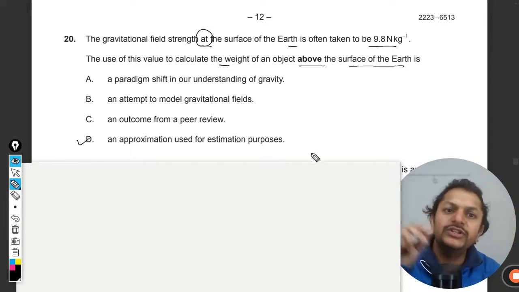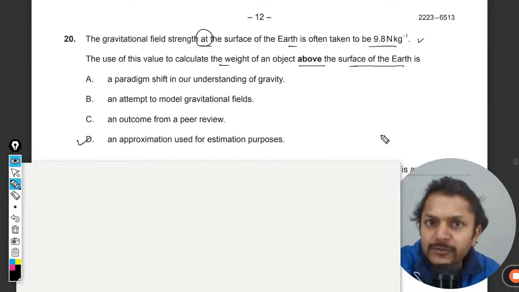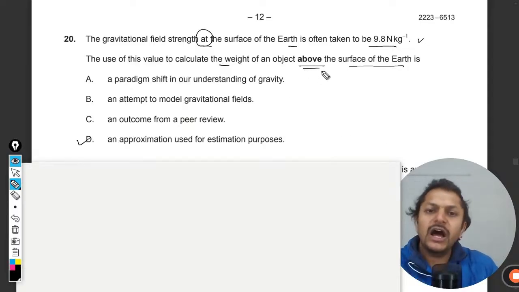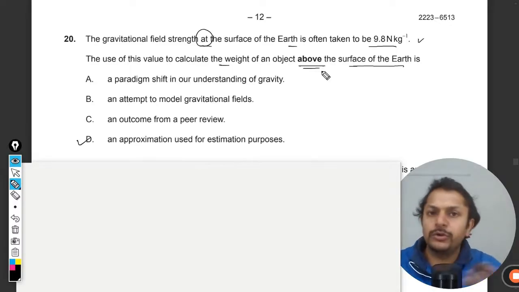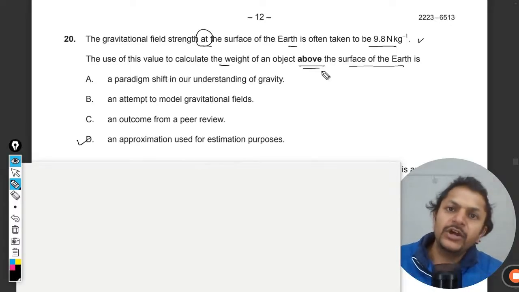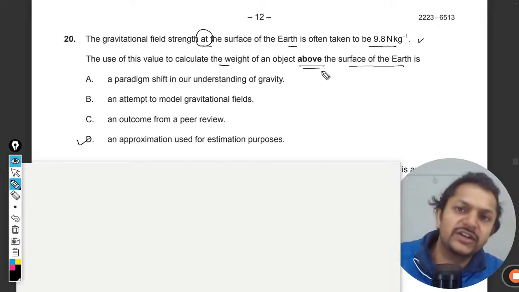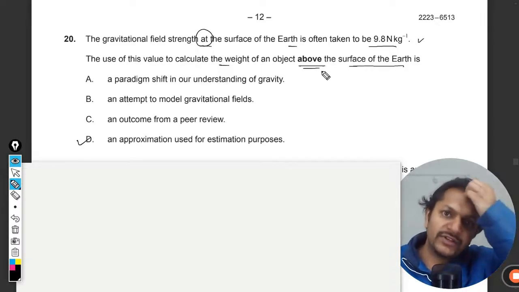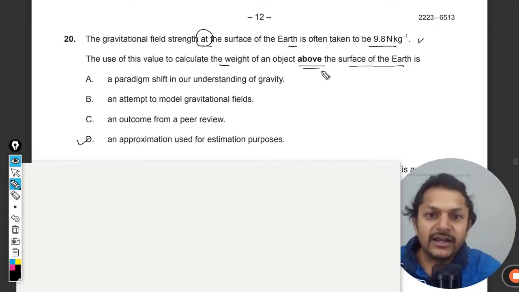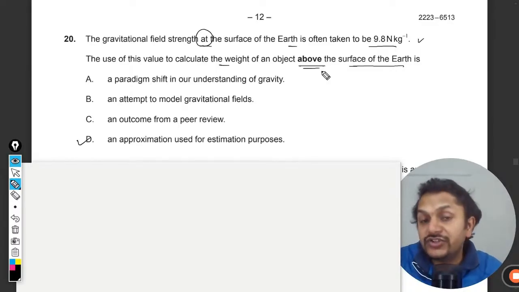So that value is used, and you would be getting the value 9.8. But what about a little above the surface? Like, let us say you are on a building which is kind of 200 meters above the surface of the Earth, 100 meters above the surface of the Earth. So what do you think? Would you be using the 9.8 still?